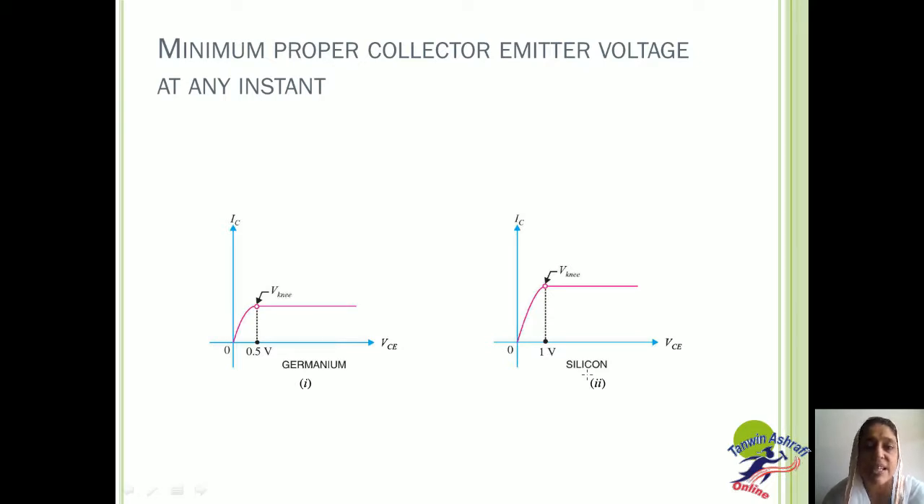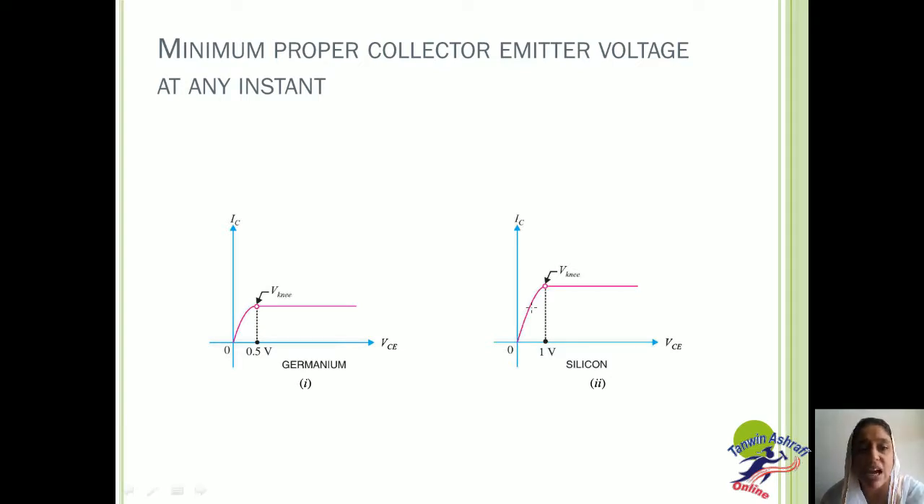When VCE is too low, that is less than 1 volt for a silicon transistor, the collector base junction is not properly reverse biased. Therefore, the collector cannot attract the charge carriers emitted by the emitter, and hence a greater portion of them goes to the base. This decreases the collector current while the base current increases. Hence the value of beta falls.